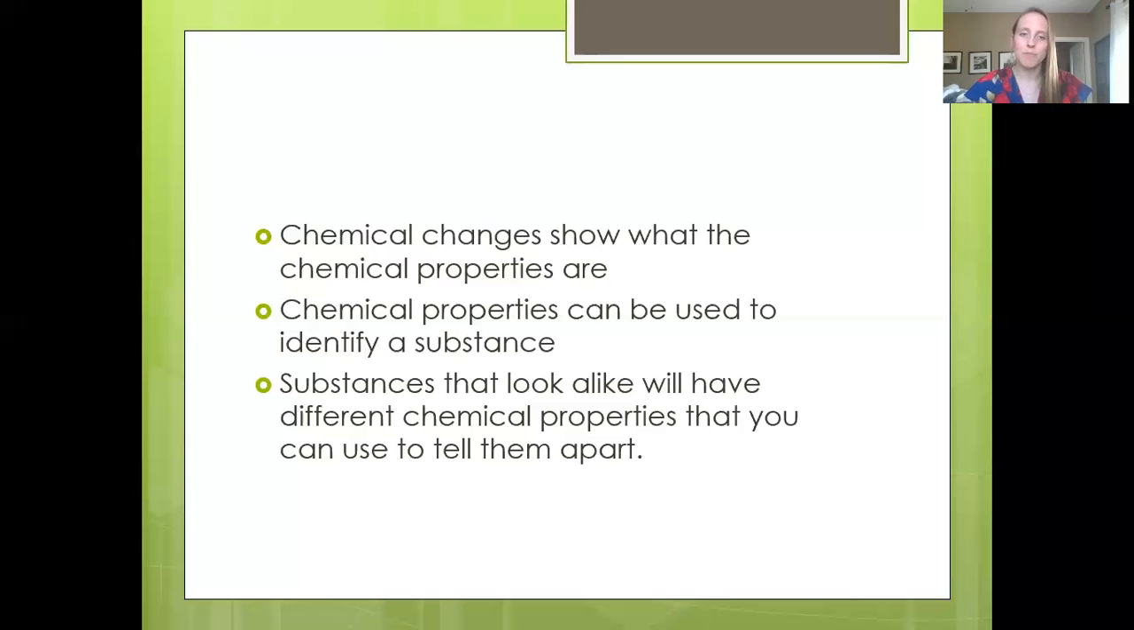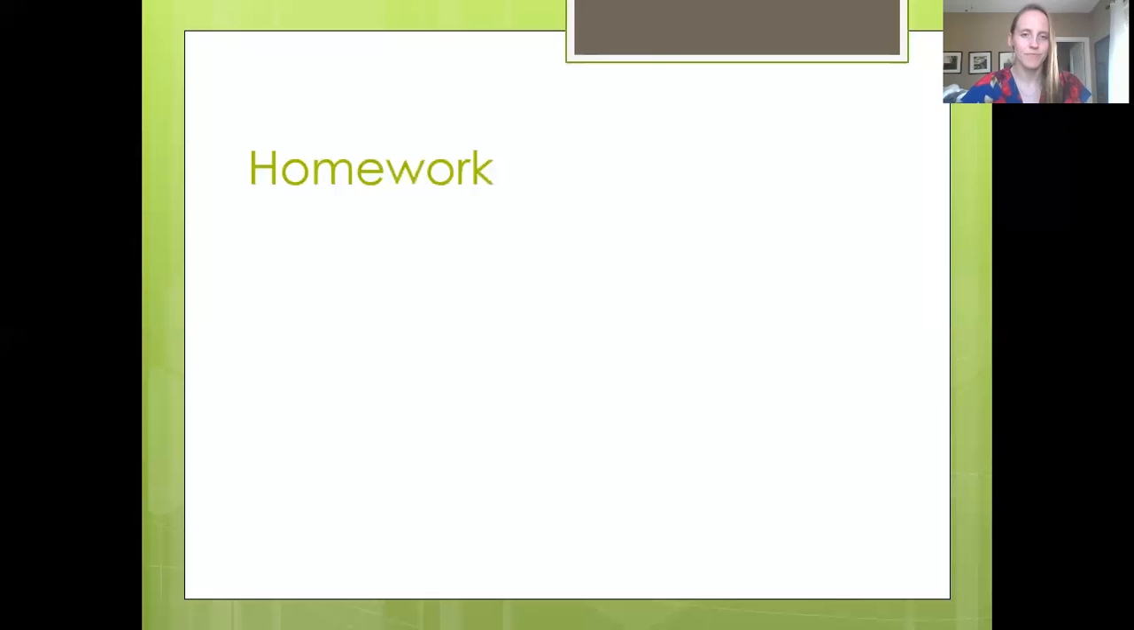We can then use chemical properties to identify a substance. So substances that look really similar and are hard to distinguish between based on physical properties alone, we can differentiate between them using chemical properties. So how do they react with other substances? So yeah, chemical properties can actually be more useful than physical properties in terms of identifying compounds.